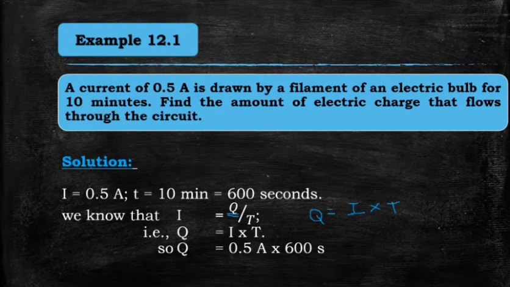So we have to substitute whatever has been given. Q will be equal to 0.5 A, that is ampere. Current will be 0.5 ampere and time will be 600 seconds. So by solving this, we will get 300 coulomb. At the end we have to write the amount of electric charge that flows through the circuit will be 300 coulomb. Charge is measured in coulomb. They ask the charge, we are telling them in coulomb.